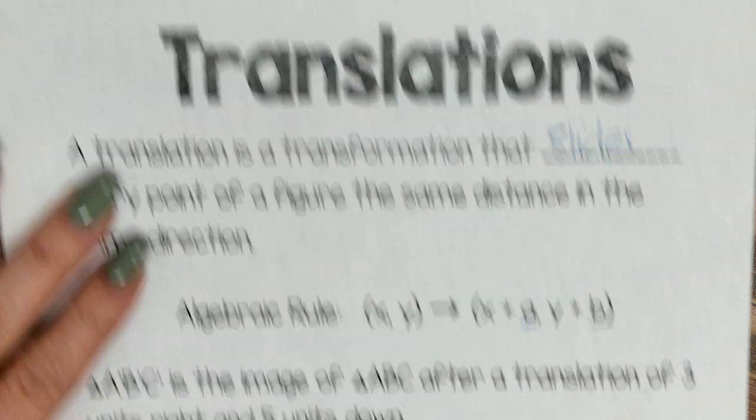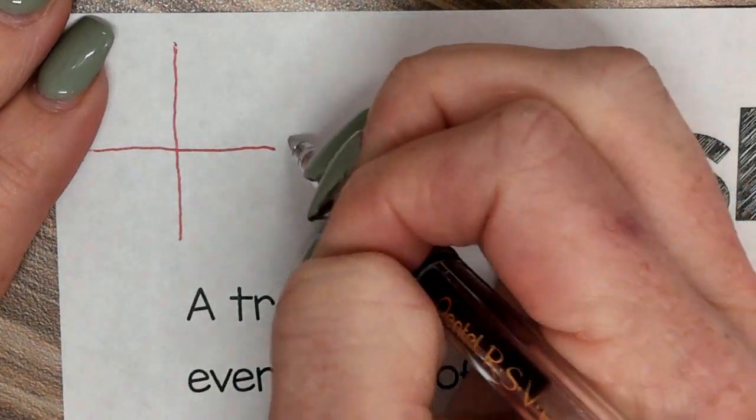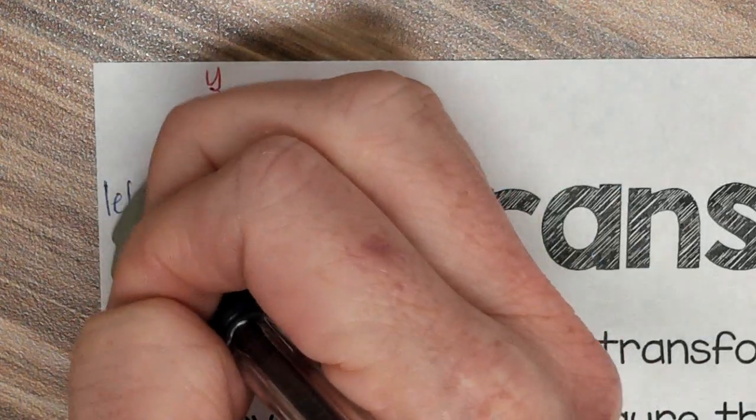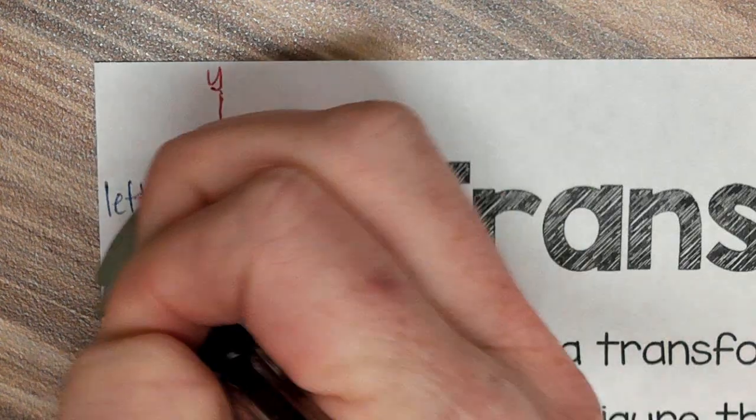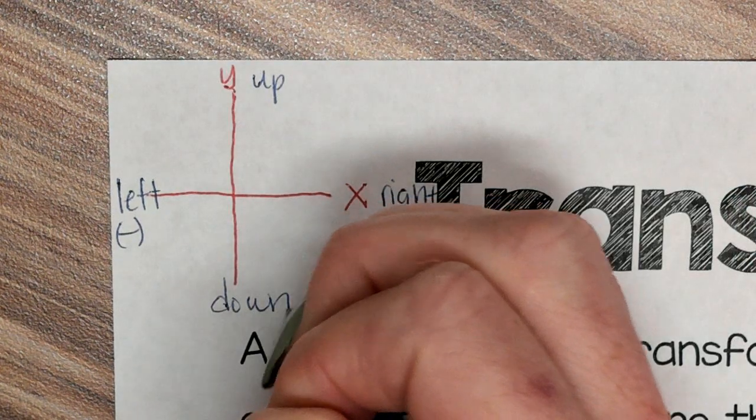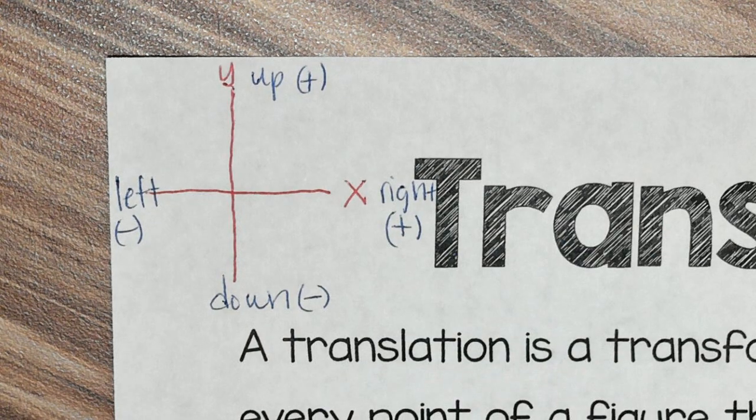So everybody go to the top of your notes right here and draw a coordinate grid. Label this the x-axis and this the y-axis. The x-axis moves from left to right, where left is negative and right is positive. The y-axis goes up and down, where up is positive and down is negative. Everybody good? All right, let's do some examples.